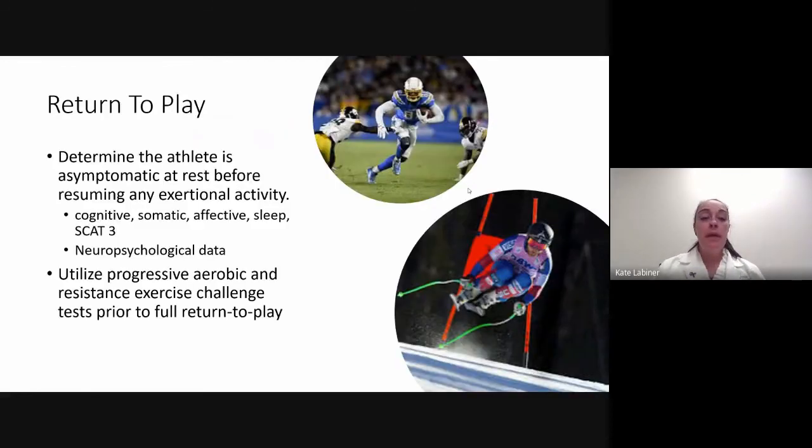Really, what a return to play is doing is allowing us to determine that an athlete is asymptomatic before they're starting more exertional activities. And it's utilizing this progressive approach before just throwing them back into what they did. Part of that is because of what I talked about with that second hit theory. If you get hit again, the chances that you worsen and that it takes you significantly longer to recover are higher.